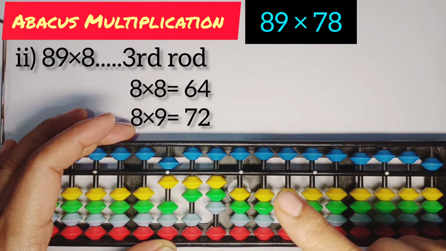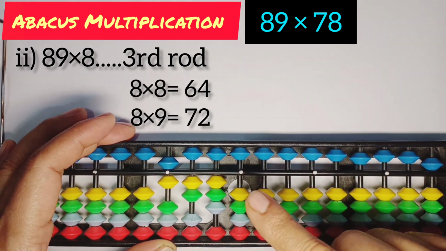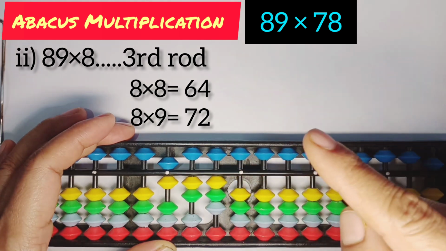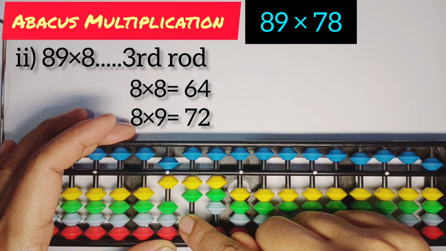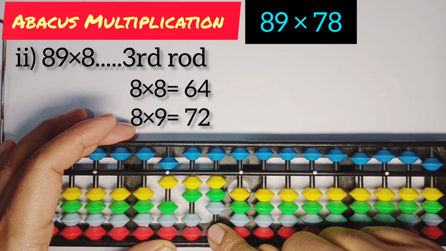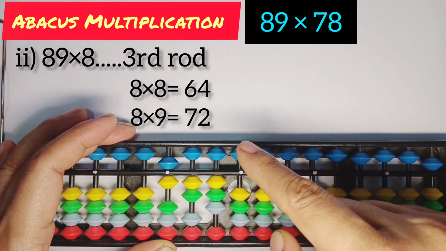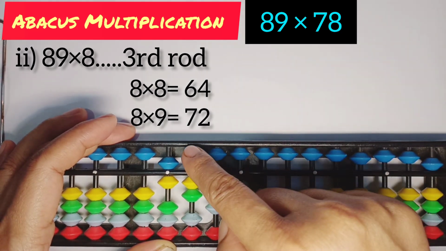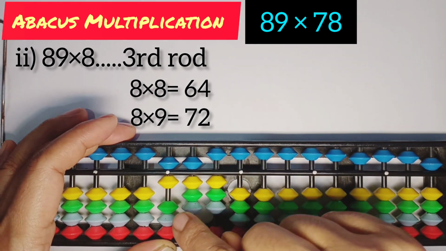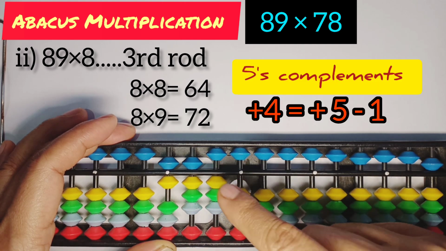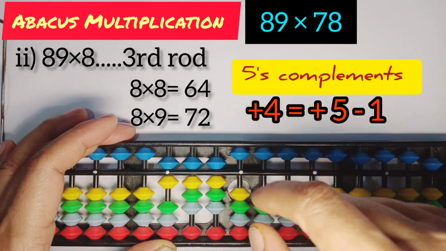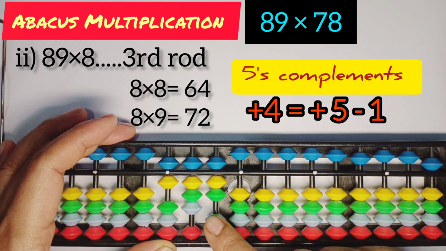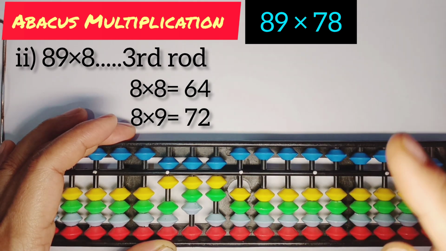Next, calculate 89 into 8 and start placing the product from the third rod. 8 times 8, 64. We will add 6 on third rod and add 4 on second rod. We can add 6 on third rod directly because beads are available. 5 and 1, 6 on third rod, and to add 4, we will apply 5's complements. Add a 5, less a 1. We stopped here. 8 times 9, 72.